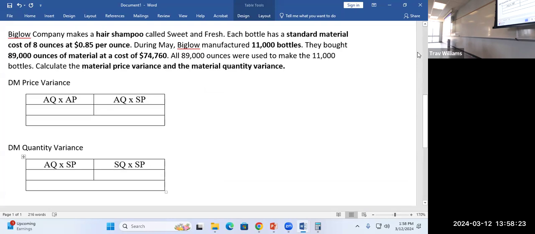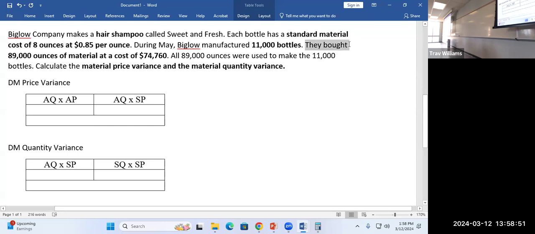Okay? So now that we have this kind of framework for our two formulas, just fill in the numbers. And then I'll show you how we do our calculations. What is the actual quantity of materials that the company used? Okay, Jordan's correct. He says 89,000.